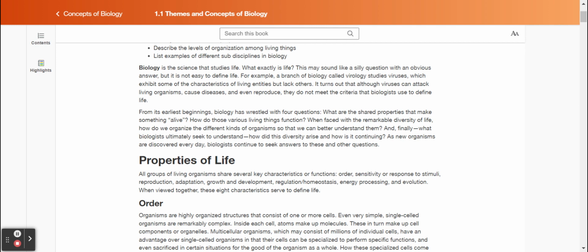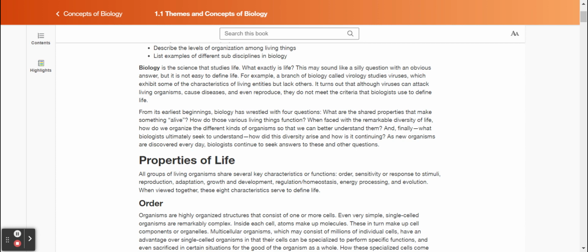Biology is the science that studies life. What exactly is life? This may sound like a silly question with an obvious answer, but it is not easy to define life. For example, a branch of biology called virology studies viruses, which exhibit some of the characteristics of living entities but lack others. It turns out that although viruses can attack living organisms, cause disease, and even reproduce, they do not meet the criteria that biologists use to define life.